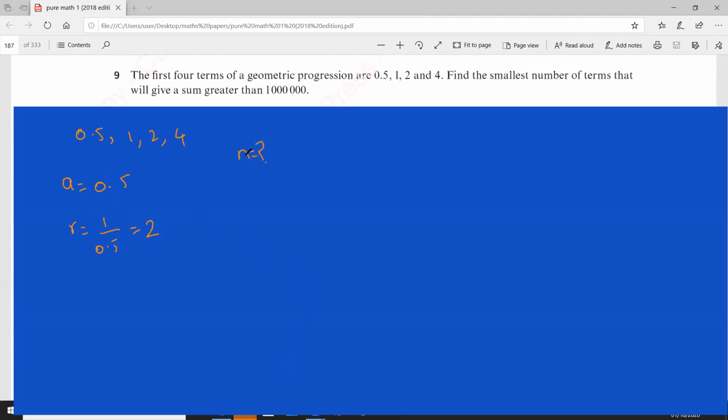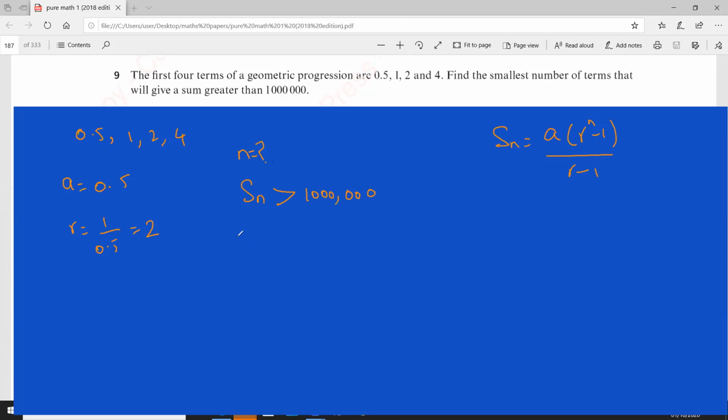The smallest N which will give sum greater than a million. So if Sn is greater than a million, what is the smallest value of n? So this will become an inequality over here. You know that the Sn is going to be a into r raised to power n minus 1 over r minus 1. I'll be using this formula this time because r is greater than 1.